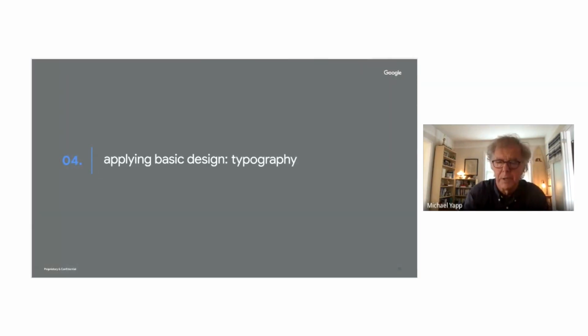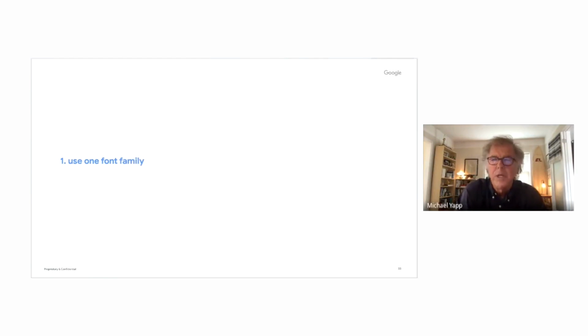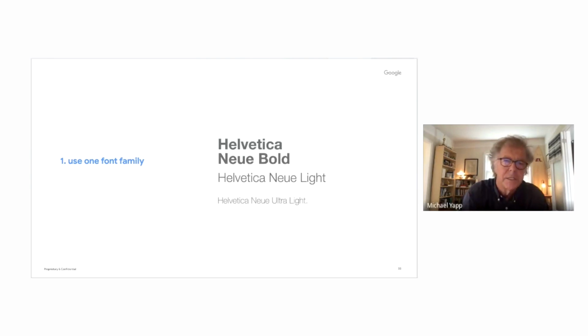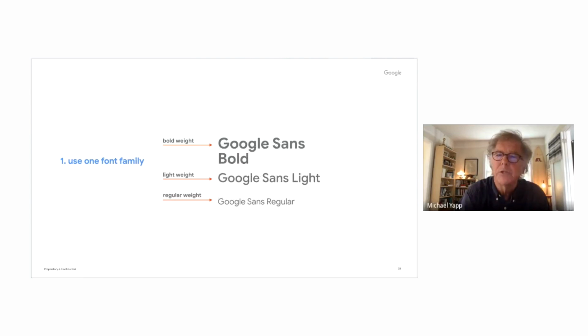So let's pursue typography a little more. When you're using typography, it is best to use one font family. This is a typical font family, probably the most famous font family, Helvetica. This particular cut of Helvetica is called Helvetica Neue Bold. And you differentiate these by there is a bold weight, there's a light weight, and then there's an ultra light weight in Helvetica. At Google, what we use is Google Sans. And this is the typeface that we use when we are doing any of our communications. And it follows the same rules of bold, light, and regular or lighter weight.